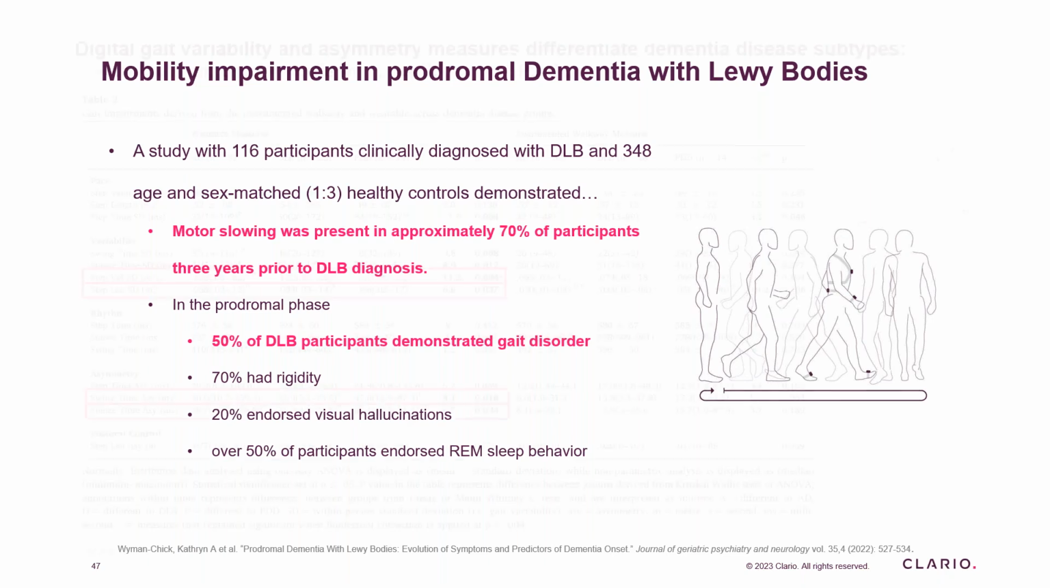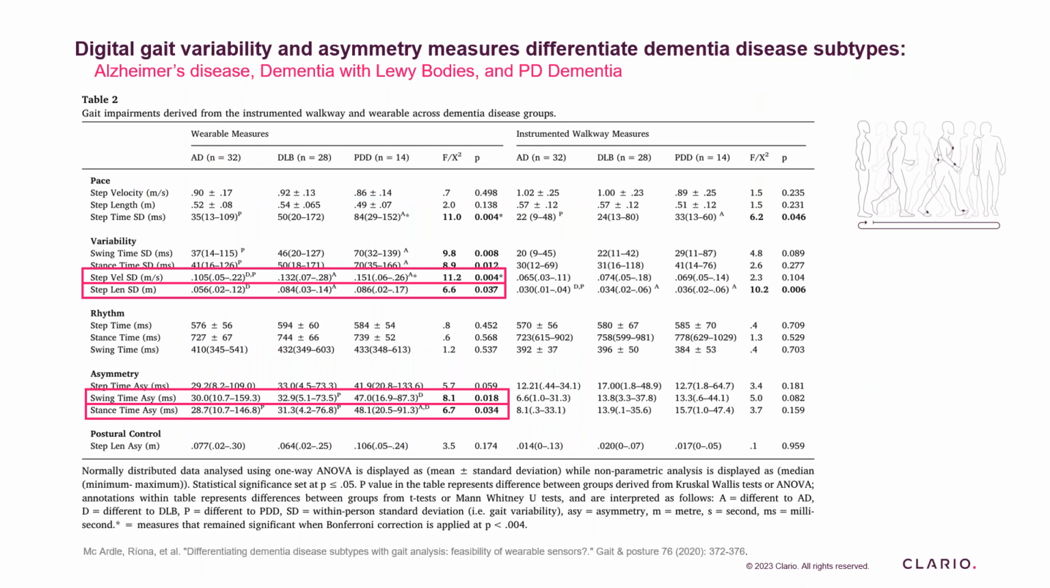Next slide, please. Now, when you're looking at dementia with Lewy bodies, this can get paired in with other dementia disease subtypes. And so we see a study here that nicely differentiates the different subtypes with the use of wearable measures. And what we see here is dementia with Lewy bodies is differentiated by looking at standard deviation of step velocity and length, and then also asymmetry measures here. Next slide, please.